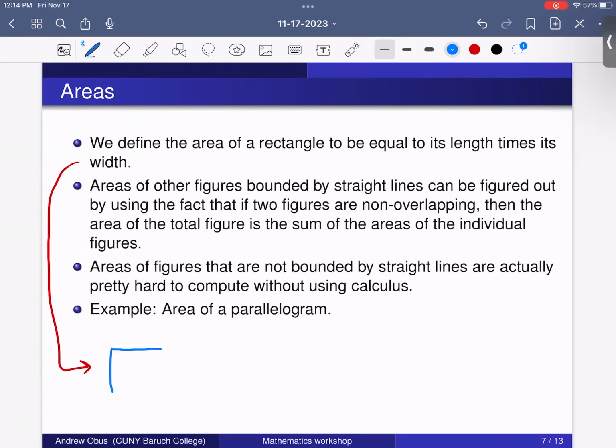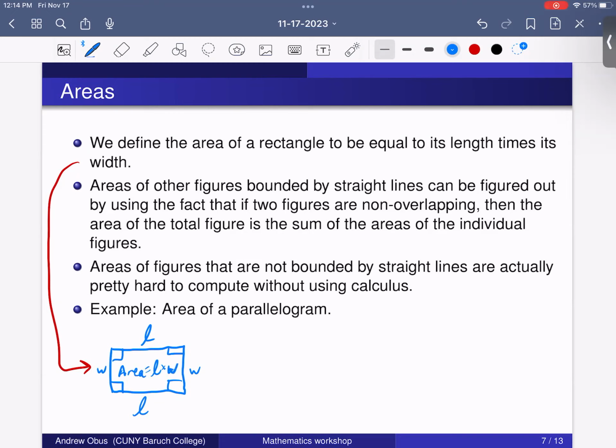So if I draw a rectangle, with 4 right angles, then it has a length L and a width W. And of course, over here, this is also L and this is also W. And then the area is going to be equal to length times width.